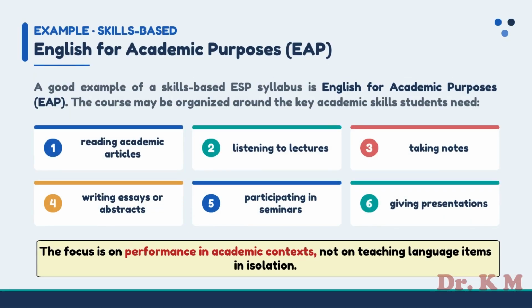Example of skills-based ESP. A good example of a skills-based ESP syllabus is English for Academic Purposes, or EAP. Here, the course may be organized according to the key academic skills students need: reading academic articles, listening to lectures, taking notes, writing essays or abstracts, participating in seminars, and giving presentations. The focus is on performance in academic contexts, not on teaching language items in isolation.